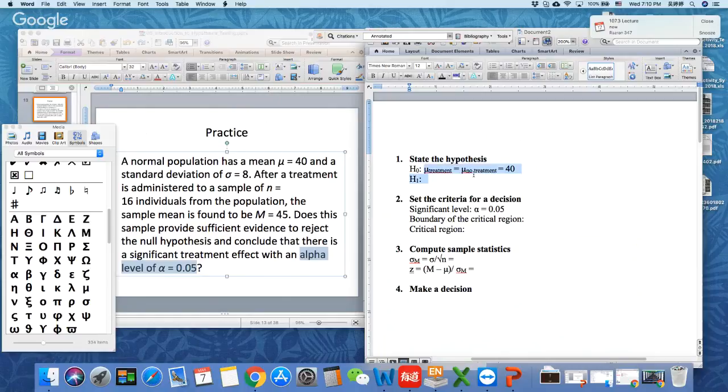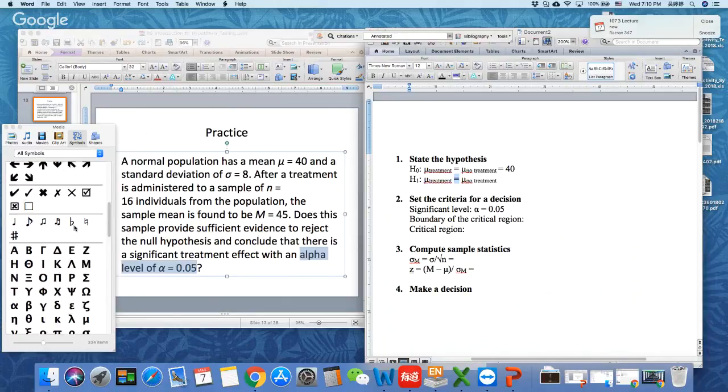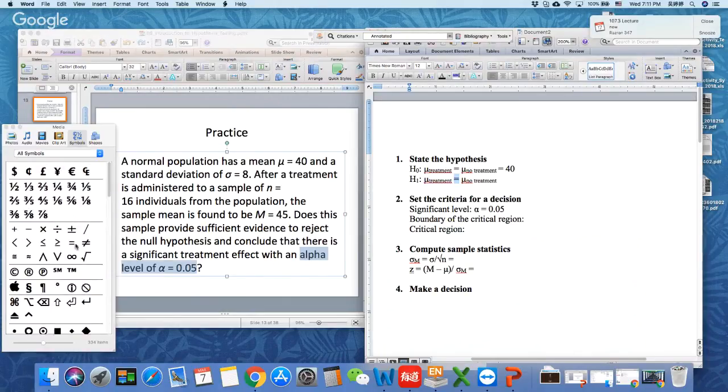Right? And here we have our null hypothesis. And then the corresponding alternative hypothesis, which is H1, will be just replacing the equal sign with the unequal sign. It means we do have a treatment effect. So the population mean after treatment will be significantly different from the population mean before treatment. So we finish our first step. But if you have any question, you can type in your question.